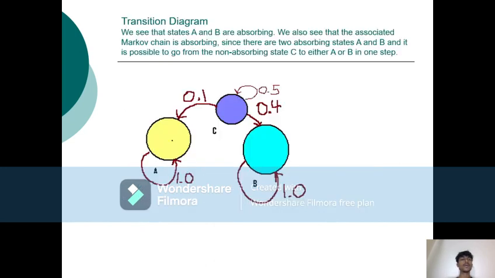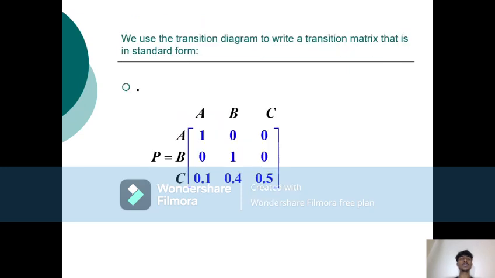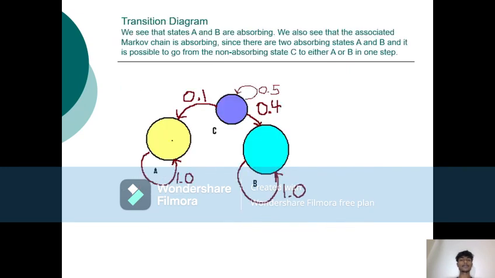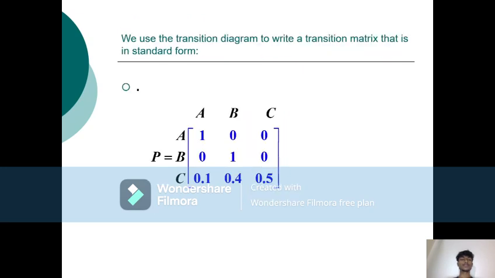Transition matrix. We see that states A and B are absorbing. We also see that the associated Markov chain is absorbing, since there are two absorbing states A and B, and it is possible to go from the non-absorbing state C to either A or B in one step. We use a transition diagram to write a transition matrix that is in standard form.